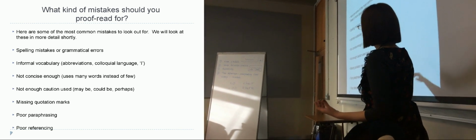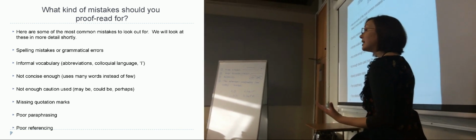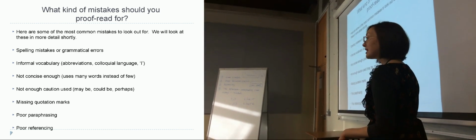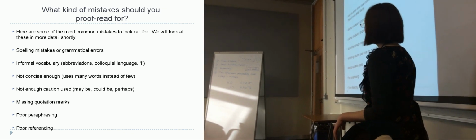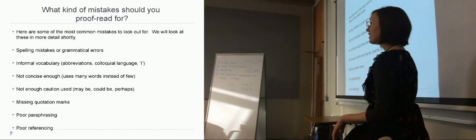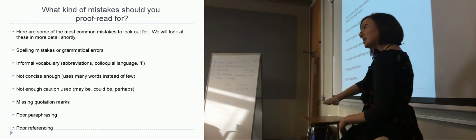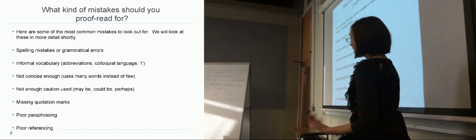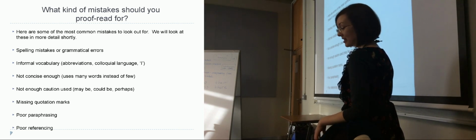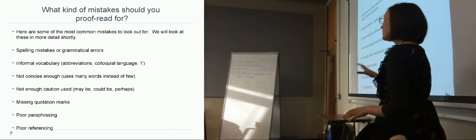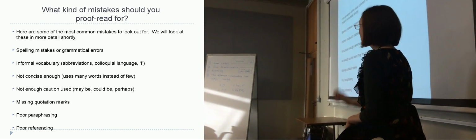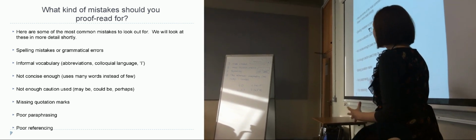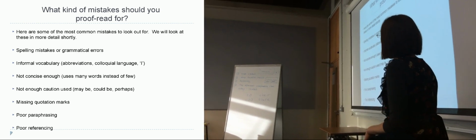You should also check your work to make sure that you have used enough caution. So, for example, words like maybe, could be, or perhaps if you are not 100% certain. Check for things like missing quotation marks. If you've used a quotation, you need quotation marks, unless it is a very, very long quotation, in which case you should put it on a separate line, and you don't need quotation marks in that case. Check your work for poor paraphrasing. We talked about this in the previous lesson. If your paraphrase is too close to the original, you need to change it significantly, and you must include a citation. And finally, poor referencing. Again, we talked about that in the previous lesson. You need to check that all the information is in your references.